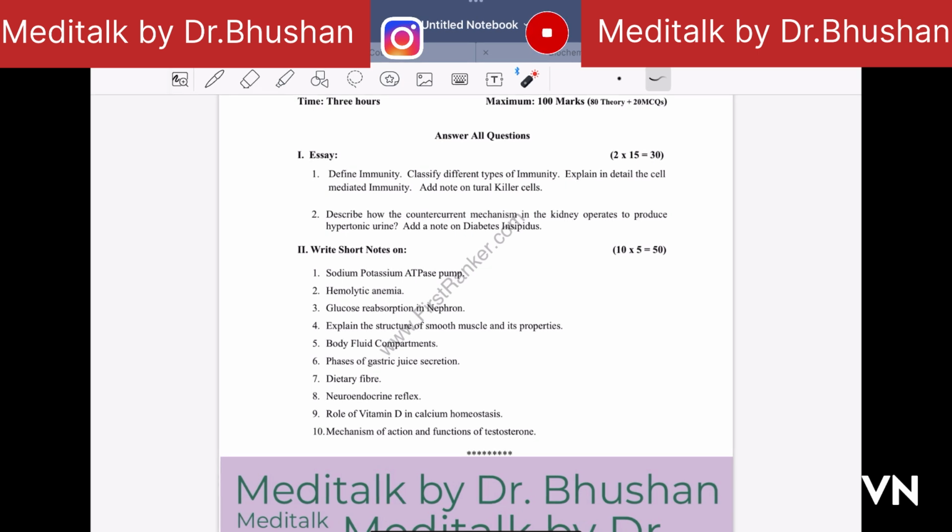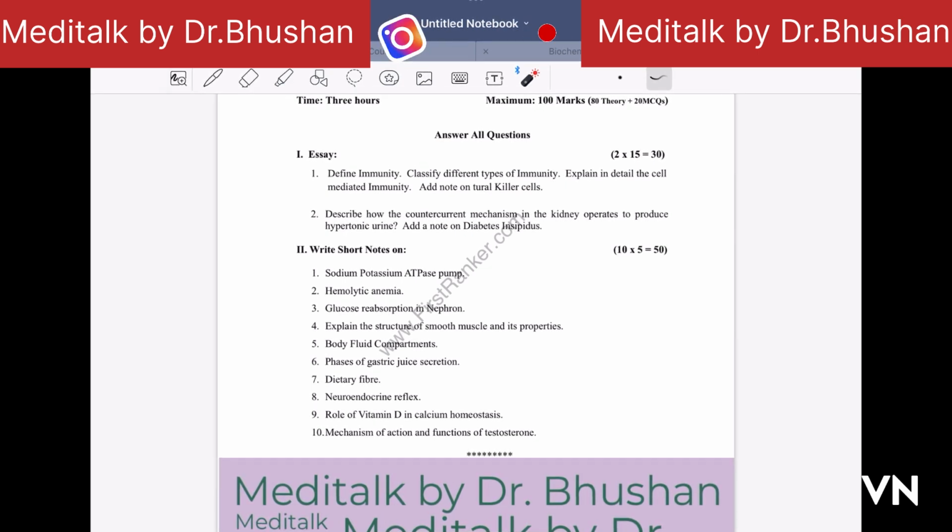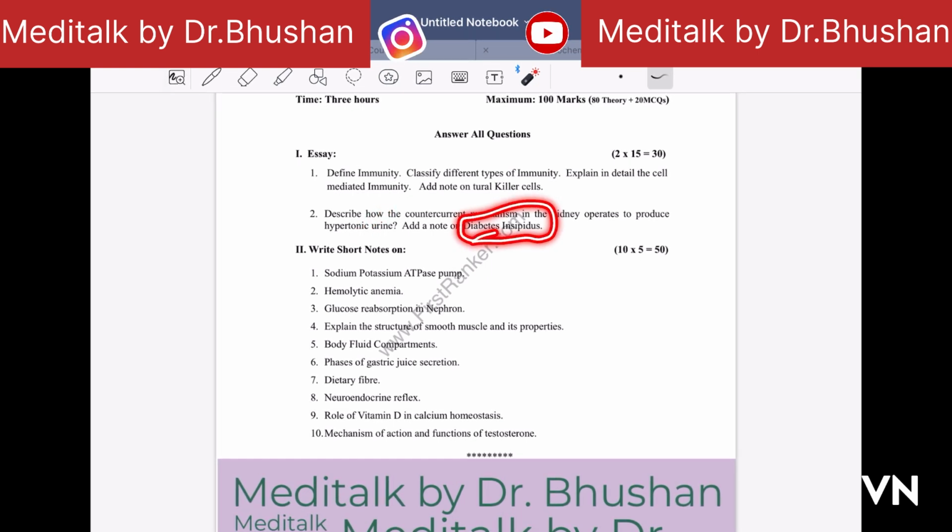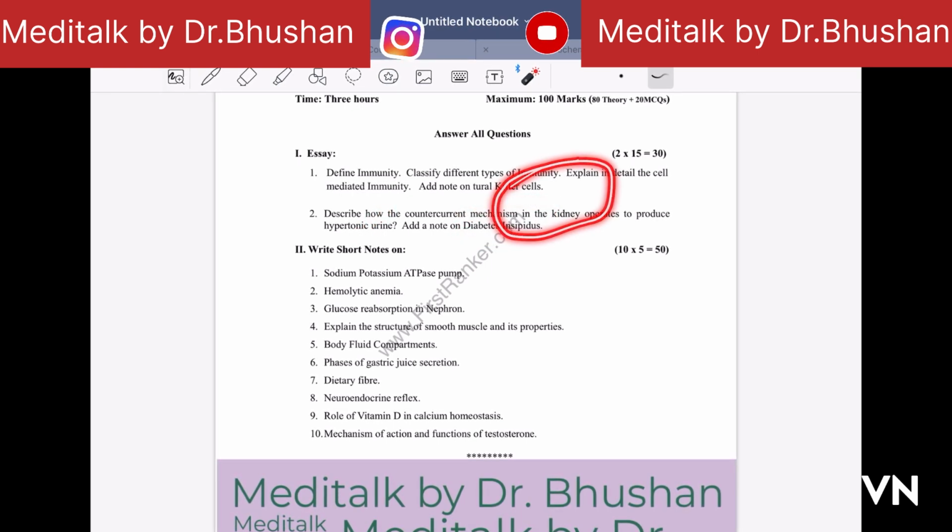Describe how the countercurrent mechanism in the kidney operates to produce hypotonic urine. Add a note on diabetes insipidus. This is a too long question.